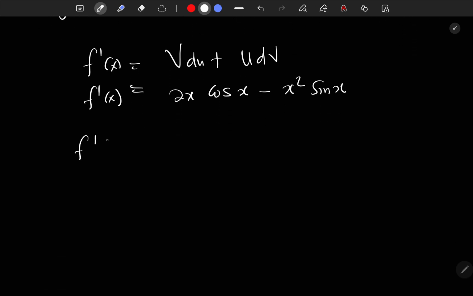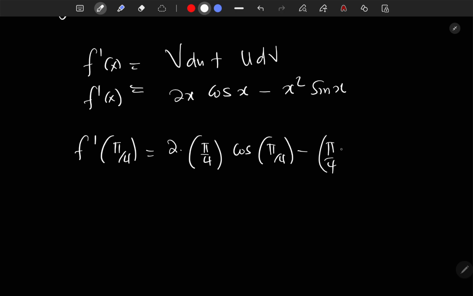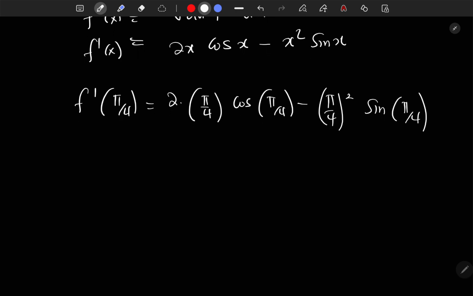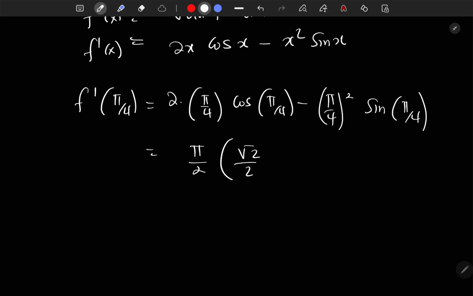So now this at pi over 4 is just 90 degrees. You get the concept, right? So we have 2 multiplied by pi over 4, then cosine pi over 4, minus pi over 4 squared, then sine pi over 4. Let's go. This gives us pi over 2. What is cosine pi over 4? It's the same thing as sine pi over 4. Sine 45 and cos 45, I think by now you know that it's the same thing. It's root 2 over 2, or if you want, you can say 1 over root 2. The answer is still the same.